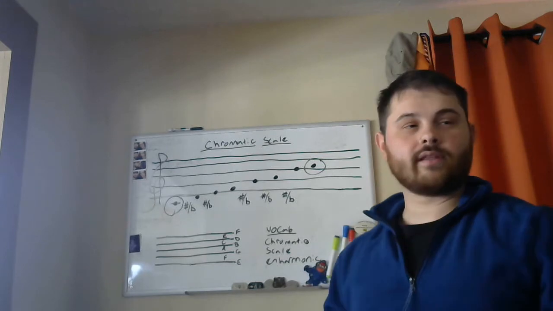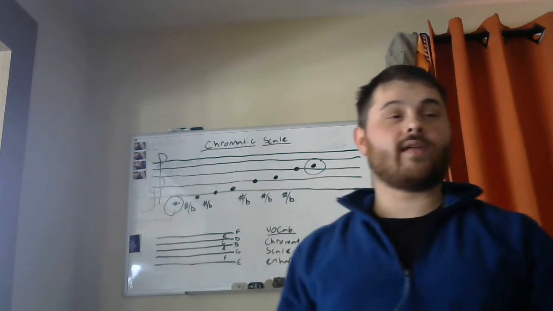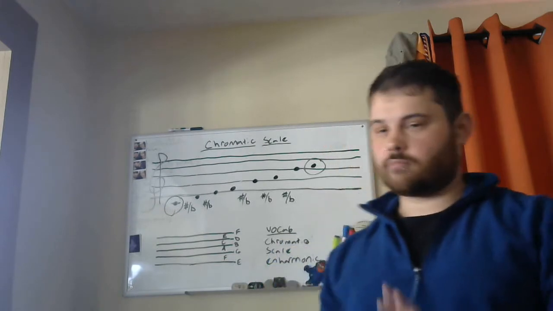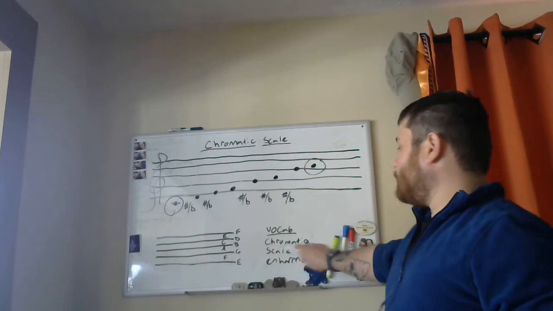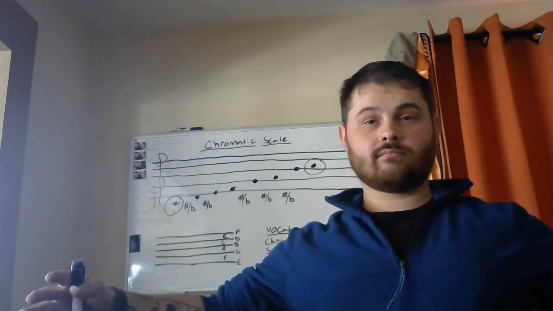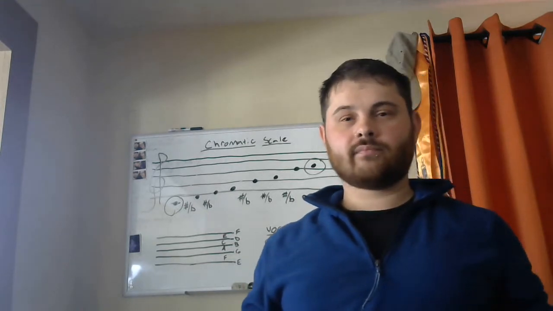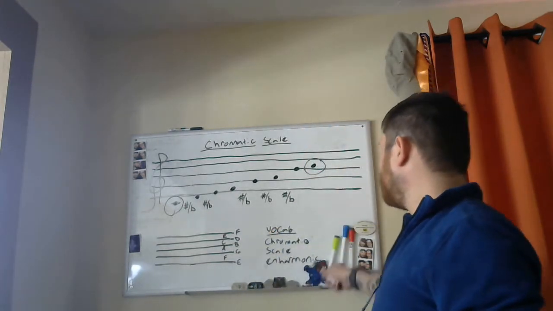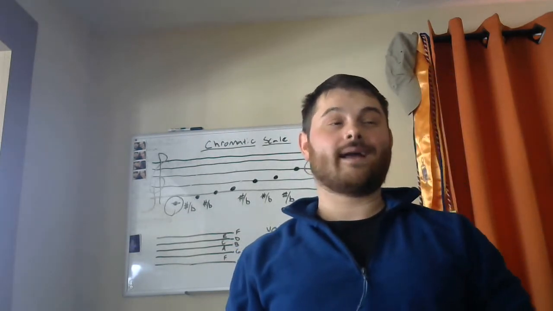The vocabulary that we came up with today: chromatic, you can just remember that as stepwise. Just remember it as a stepwise scale. That's the next vocabulary, scale, which is just a series of pitches or a series of notes in some organized way. And then this last vocabulary I'll leave you with is enharmonic.